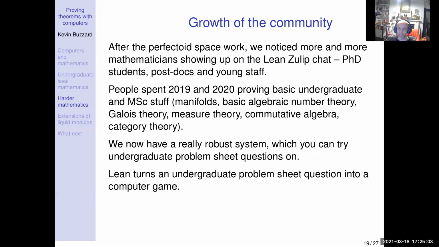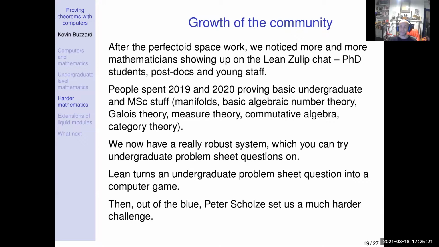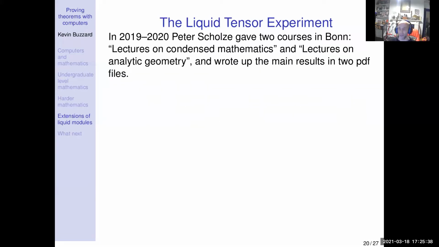But now in some sense, you can say that you give me a problem in an arbitrary undergraduate problem sheet, and I can turn that into a computer game that says your objective is to do this, and once you've done it, if your proof is correct, the computer will verify it. So this is where we were until the end of 2020, and then out of the blue, Peter Scholze himself, who was aware of the perfectoid space work and was also only too aware that we'd proved no theorems about perfectoid spaces, gave us a challenge from some of the work he was doing post.